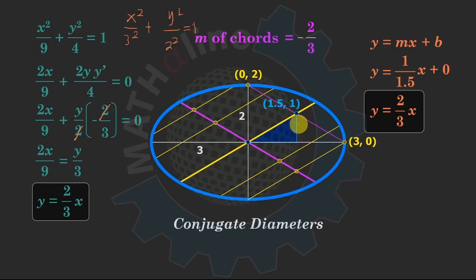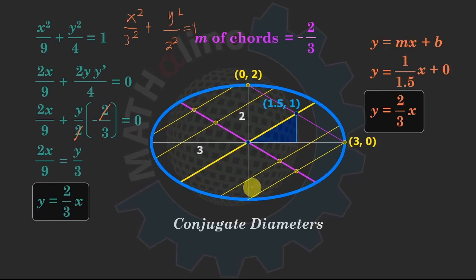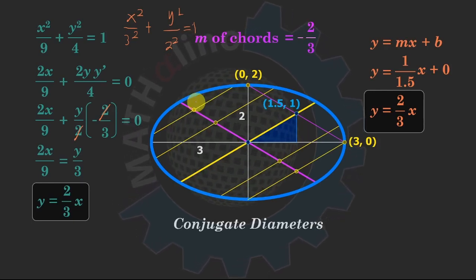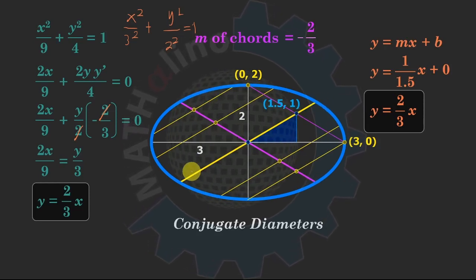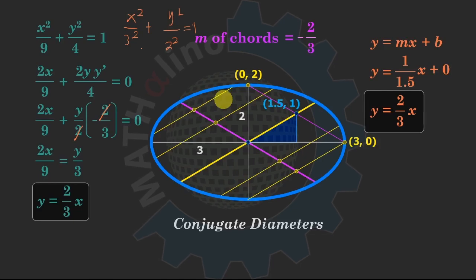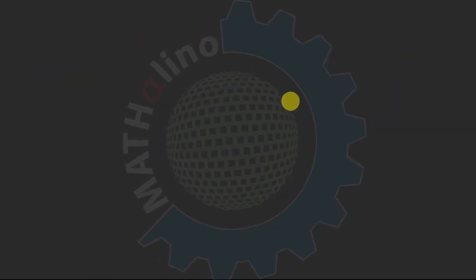So what are conjugate diameters? A conjugate diameter is a bisector line of the chords parallel to the other diameter, and vice versa. Now let us go back to our parabola.